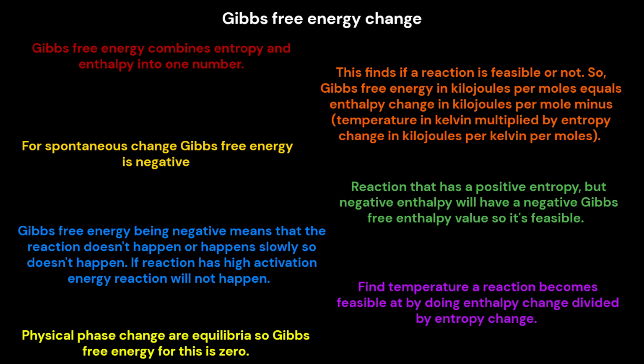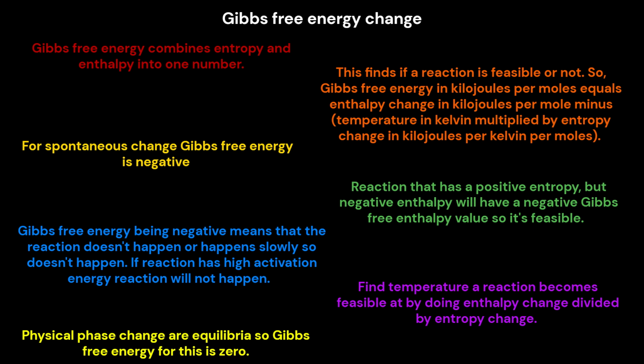Gibbs free energy change. Gibbs free energy combines entropy and enthalpy into one number. This finds if a reaction is feasible or not. Gibbs free energy change in kilojoules per mole equals enthalpy change in kilojoules per mole minus temperature in Kelvin multiplied by entropy change in kilojoules per Kelvin per mole. For a spontaneous change, Gibbs free energy is negative. A reaction that has a positive entropy change but negative enthalpy change will have a negative Gibbs free energy value, so it's feasible.